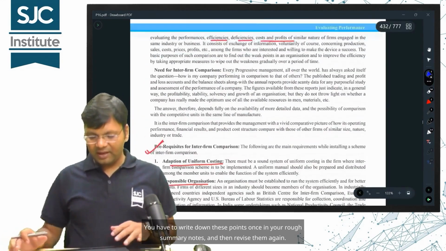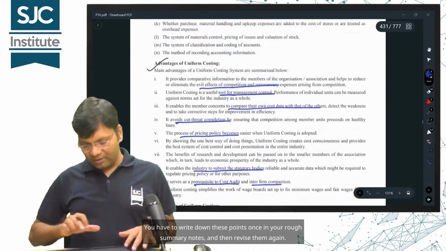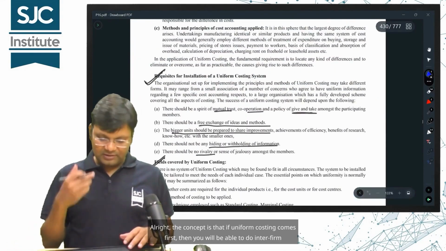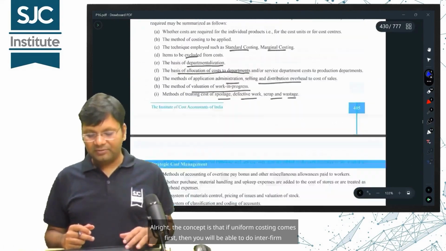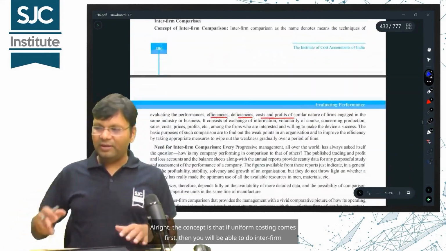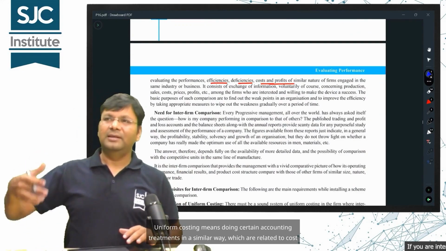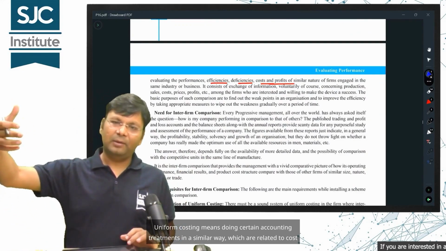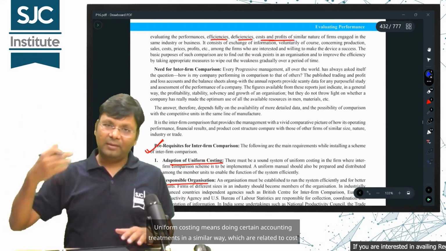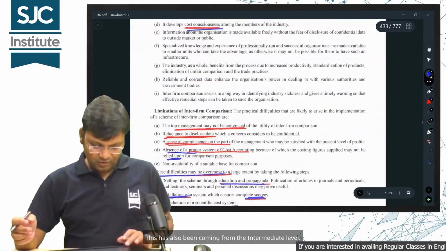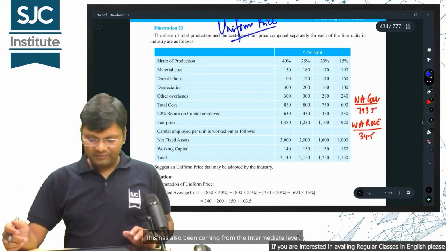You have to write down these points once in your rough summary notes and then revise them again. The concept is that if uniform costing comes first, then you will be able to do interfirm comparison. Uniform costing means doing certain accounting treatments in a similar way, which are related to cost accounting. There is a question on this. This has also been coming from the intermediate level.